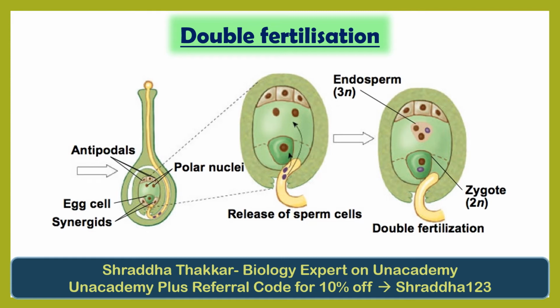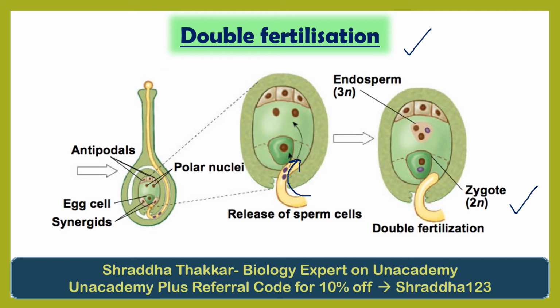Let us understand how exactly double fertilization takes place. We know that there are 2 male gametes coming from a pollen tube. The pollen tube enters the ovule through the micropyle end, and now these male gametes which are present inside the pollen tube are going to fuse with the female cells. One of the male gametes fuses with the egg and forms the zygote.